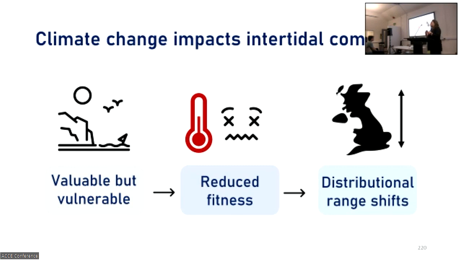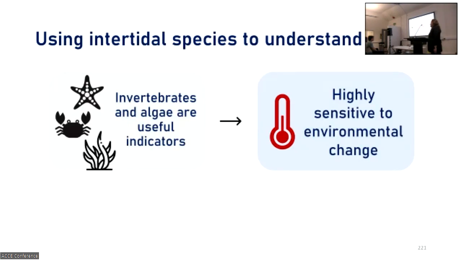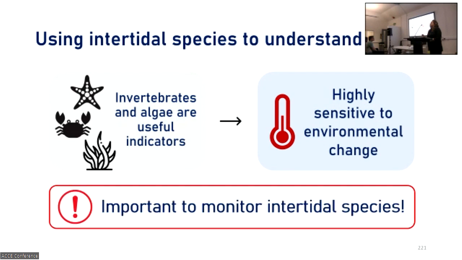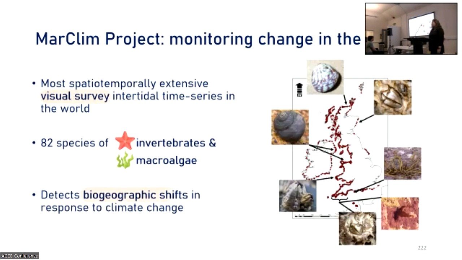Because a lot of the intertidal species are invertebrates and algae, they have quite short lifespans. They're also ectothermic, and so this means that they're super sensitive to climate change, and we can actually use them as indicators for the ecosystem as a whole. So it's very important to monitor these species. One amazing intertidal biodiversity monitoring program is the Markland project.